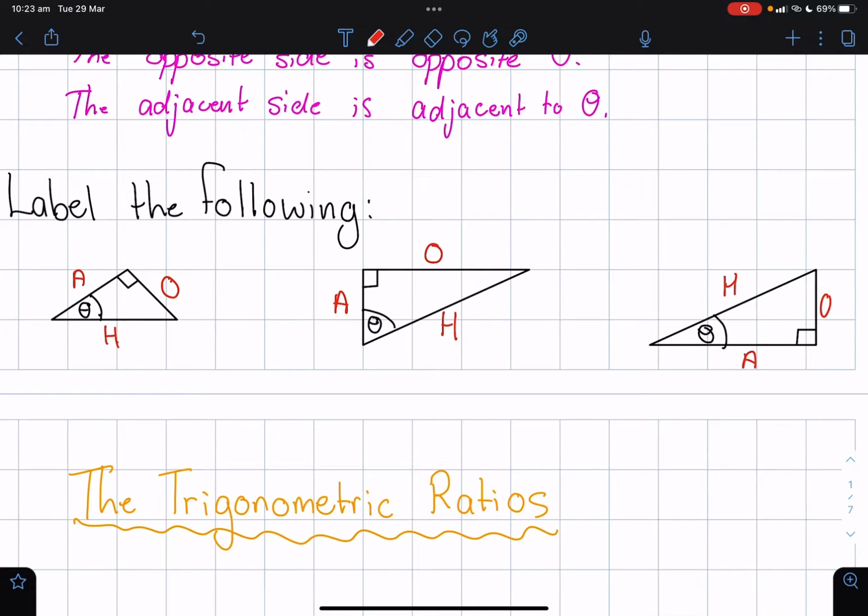Hey everyone, welcome back. So we have just done how to label our right angled triangles. So now we're going to move on to the trigonometric ratios, all right? And where do they actually come from?